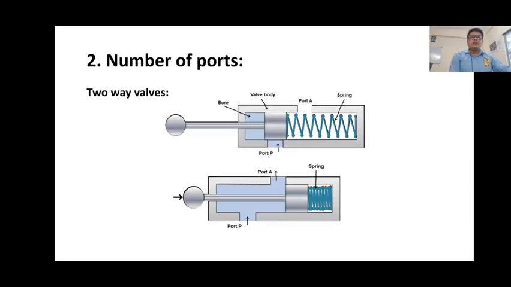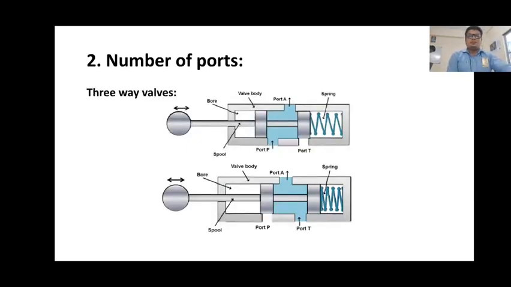Normally the valve is closed. These valves are available as normally open and normally closed functions. These are the simplest type of spool valves. Then second is three-way valves.